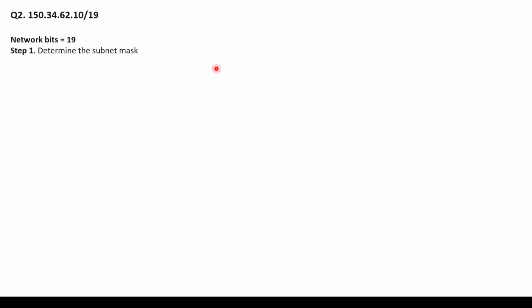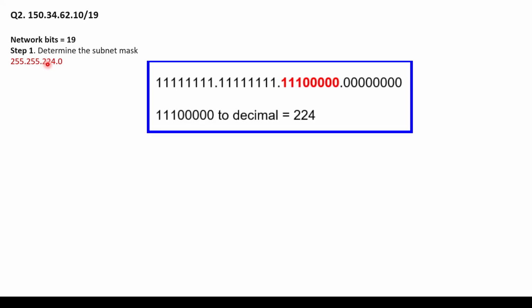Determine the subnet mask. The subnet mask is going to be 255.255.224.0. So why 224? Because the first 16 bits are reserved and they are full. Now, to get 19, we have to add 3 extra bits to 16, which is 1, 1, 1. And it is at this octet here, this 62 octet.